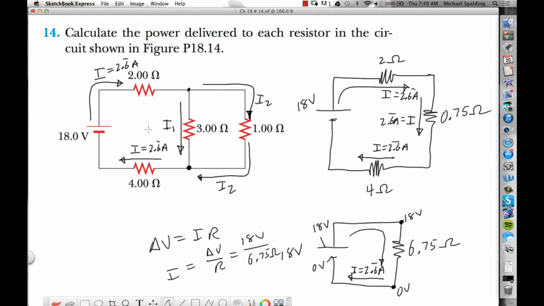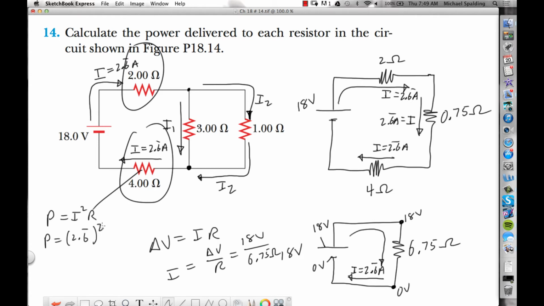So now, let's go ahead and find the power of this guy and that guy. So how do we find the power of that guy? You go P equals I squared R. So P is going to be 2.6 repeating. That's especially important because it's squared. And then the resistance is 4. So this gives a power of 28.4 watts. That's the power of the 4 ohm. Okay, then go to this guy. P equals I squared R.